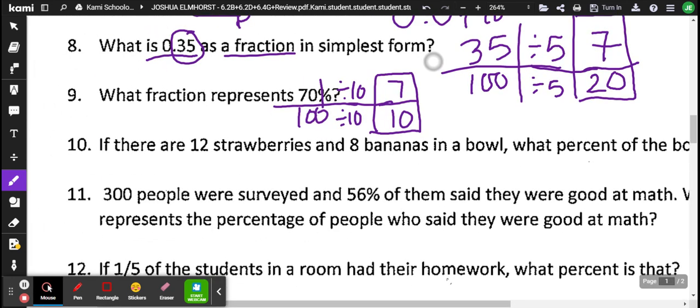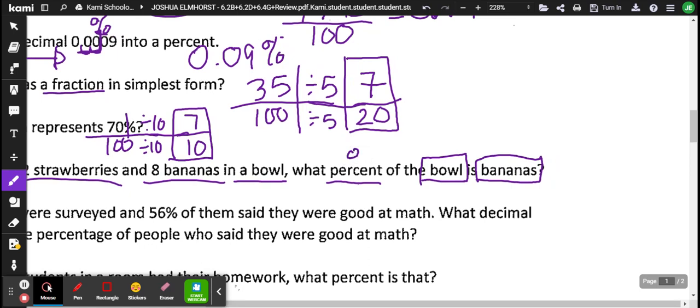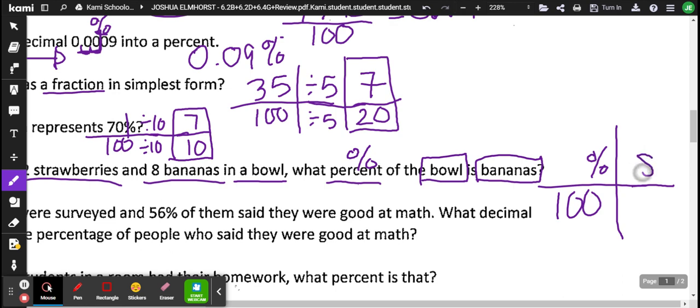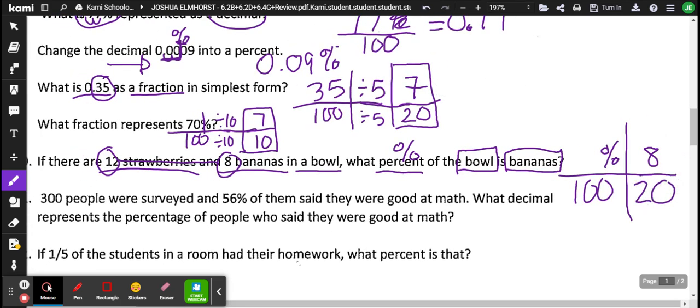Number 10 is the one that I had the most common questions on. So there's strawberries, bananas, and a bowl. In order to get the percent of the bowl, we need the bowl total and we need the bananas. So first things first, percent goes over 100. And then bananas is the part. How many total fruits will we have in the bowl? Here's 12, here's 8. How much together? We're going to have 20 fruits in the bowl. So we got 8 bananas and 20 fruits in the bowl.